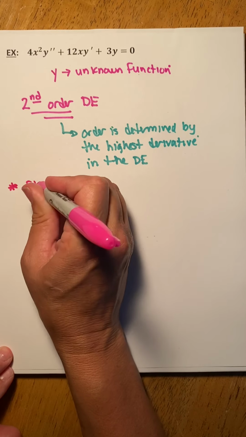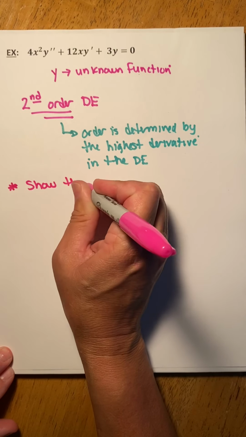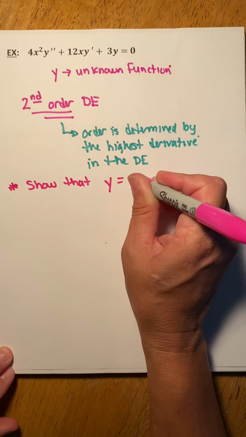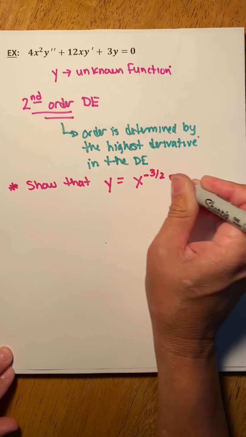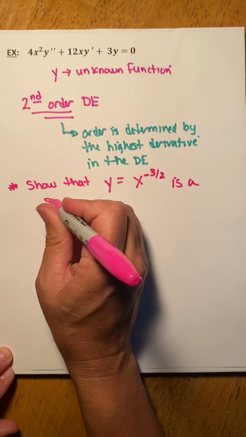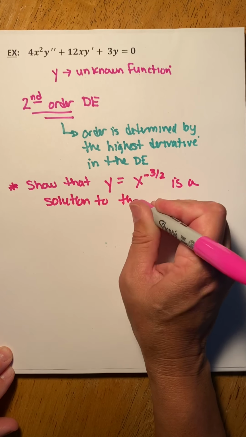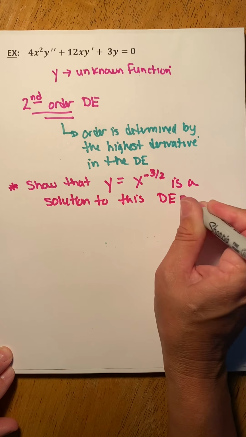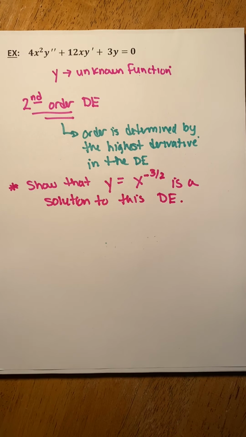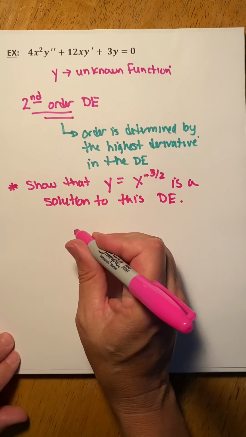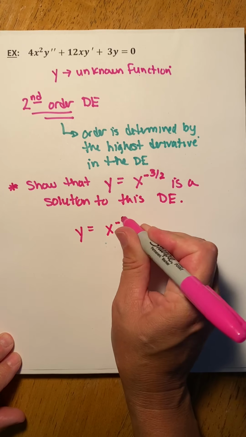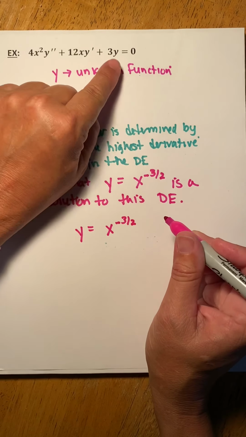I want to show that y equals x to the negative 3/2 is a solution to this differential equation. All right, well, how do we go about this? Well, y is equal to x to the negative 3/2. So that's going to go right in there.